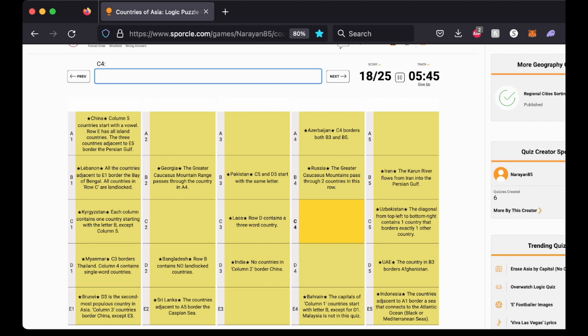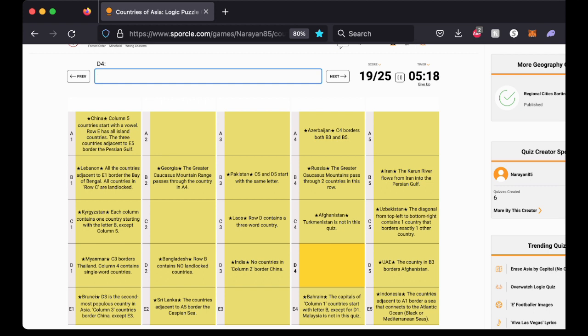Afghanistan borders Pakistan. Afghanistan borders Iran. And it is landlocked. So I think C4 would be Afghanistan. Turkmenistan is not in this quiz.